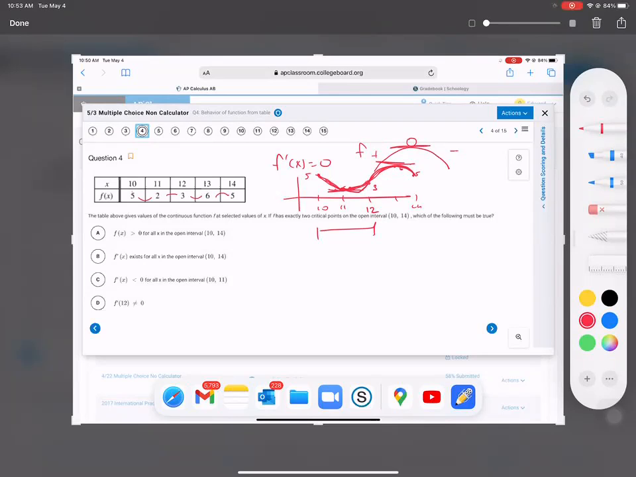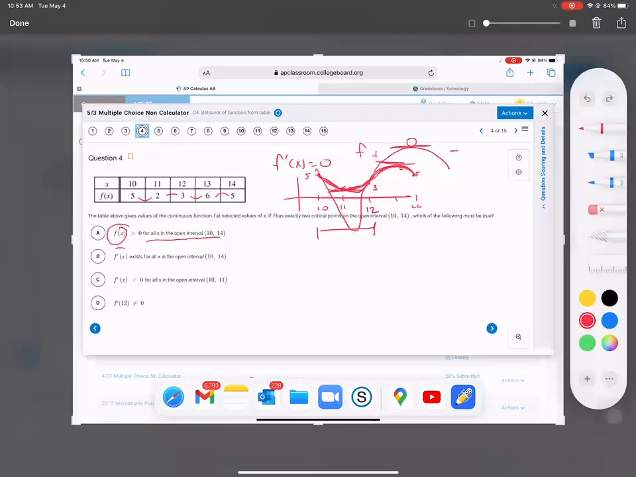So which of the following must be true? The function is positive for all values in the open interval. Are we for sure that this is always going to be positive? Could this have dipped under and come back up? It could have, right? We could have taken a bad stock day, GameStop. So that seems like it's not going to be true.